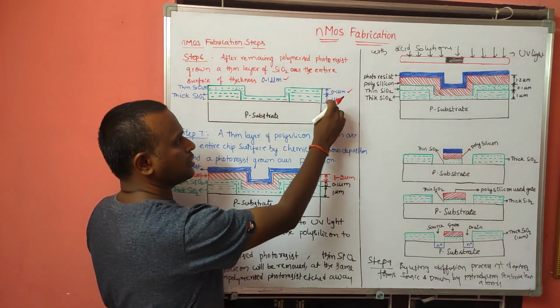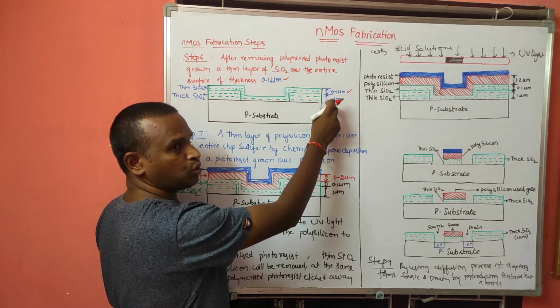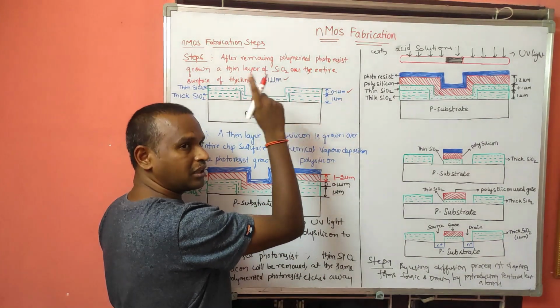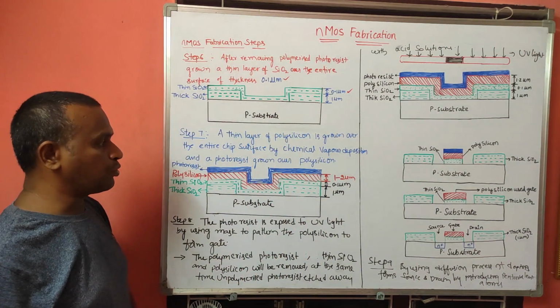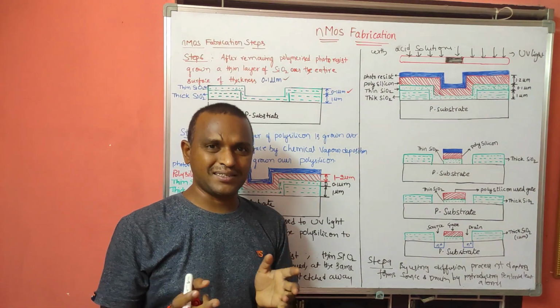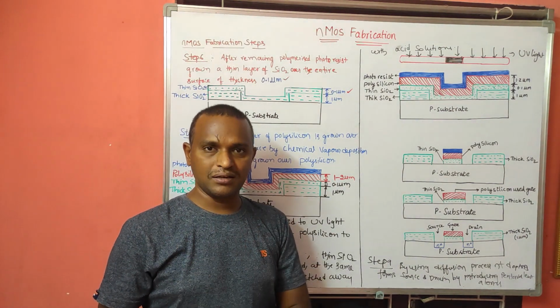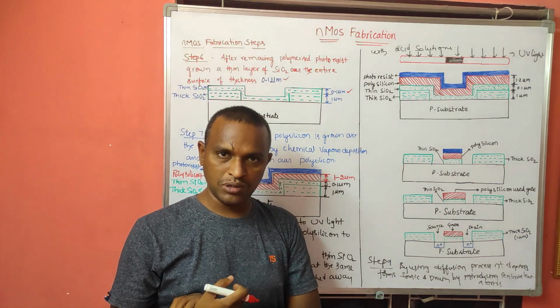This is the actual or thick SiO2 that we made in the second step, which is 1 micrometer. After this, we have to place our source and drain, and at the same time we have to form the gate.